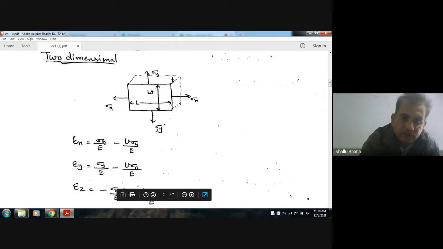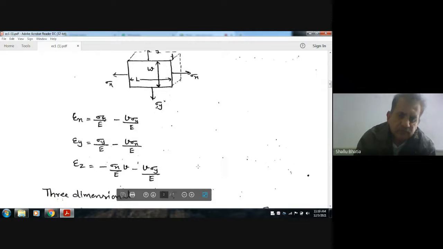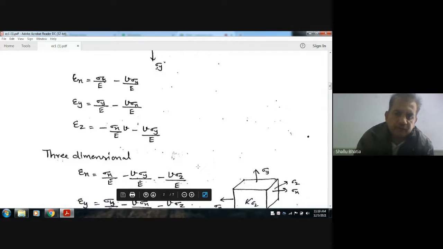Similarly, sigma y will cause an increase in W, equal to sigma y by E, and will cause a decrease in length, that is minus mu sigma y by E, and also minus mu sigma y by E in z direction. In z direction there is no direct stress acting, so there will be only a decrease due to these lateral strains caused by sigma x and sigma y.